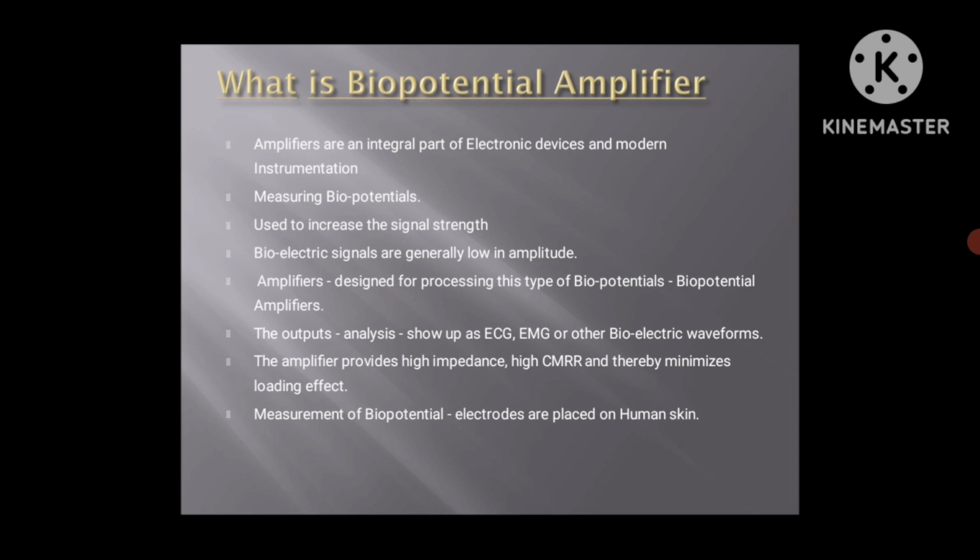The output of the biopotential amplifier is used to analyze and record the ECG, EMG and other bioelectric waveforms. The amplifier provides high impedance and high CMRR, and therefore it minimizes the loading effect. CMRR is nothing but common mode rejection ratio.